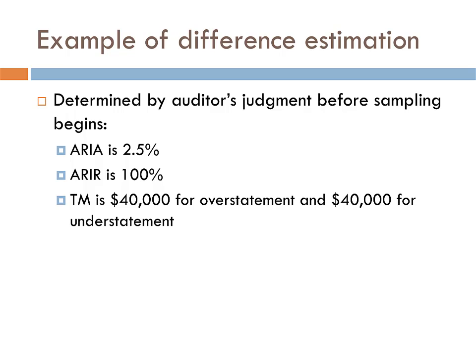And then the area, acceptable risk of incorrect rejection, is at 100%. And that, quite honestly, guys, the area number is only used in our sample size calculation. So it's really not important on the test itself, only in the determination of the sample size. And we're going to set tolerable misstatement at $40,000 for both overstatements and understatements. So these are all things that we would set prior to doing any testing.